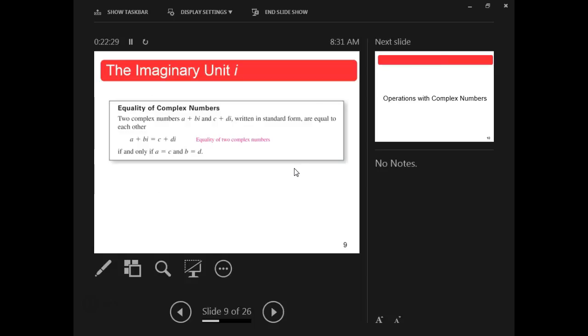Now, again, we're not going to do much with this, but just so you'll know. Two complex numbers, a plus bi and c plus di. Both of those are complex numbers. They're written in standard form. Real part plus imaginary part. Okay? They're equal to each other if and only if a is equal to c and b is equal to d. Okay? Only if that's true. If this was 3 plus 2i and this was 2 plus 3i, those are not the same. The real parts have to be identically the same. The imaginary parts have to be identically the same. Sign and everything. Okay.